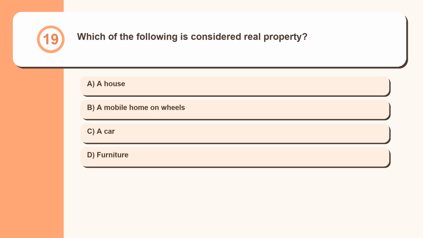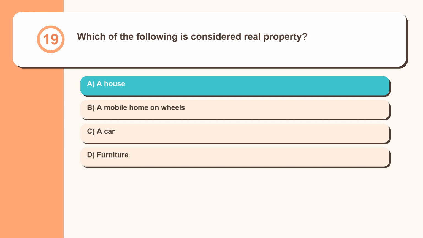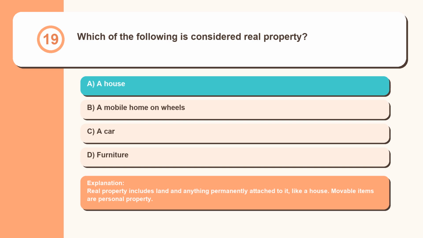Question 19. Which of the following is considered real property? A house, a mobile home on wheels, a car, furniture. Real property includes land and anything permanently attached to it, like a house. Movable items are personal property.